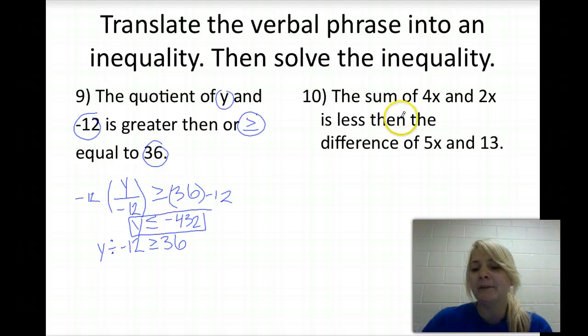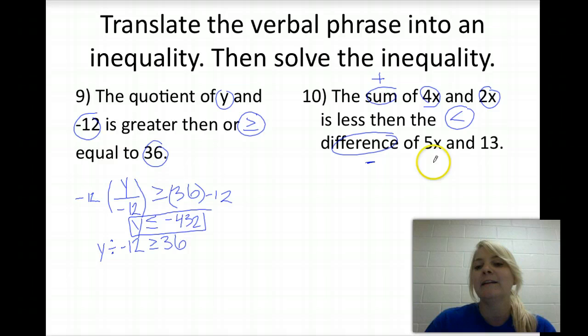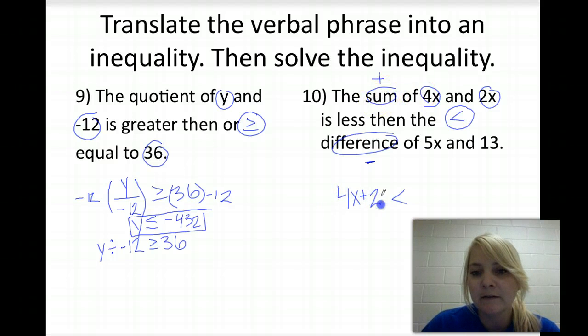All right, number 10. This one's going to be a compound one. So the sum indicates we're adding of 4x and 2x is less than, so there's our sign, the difference, that indicates subtraction, of 5x and 13. So our first part on the left, keep in mind, we're adding 4x and 2x, and that's less than the difference of 5x and 13.